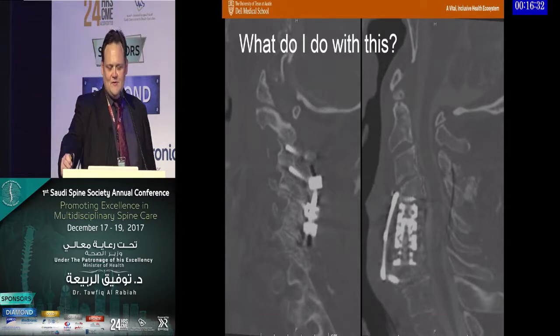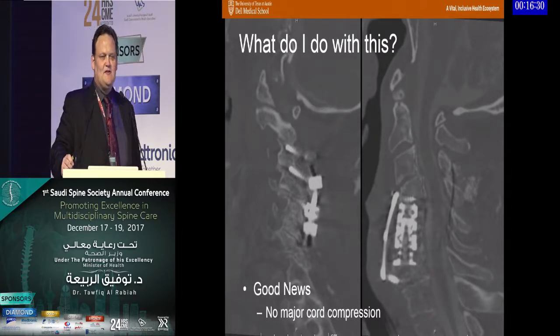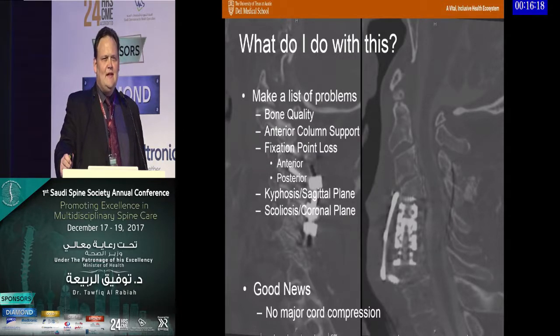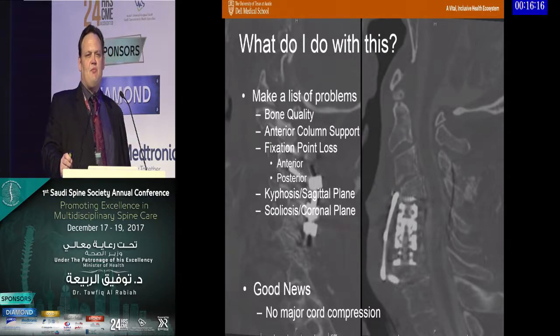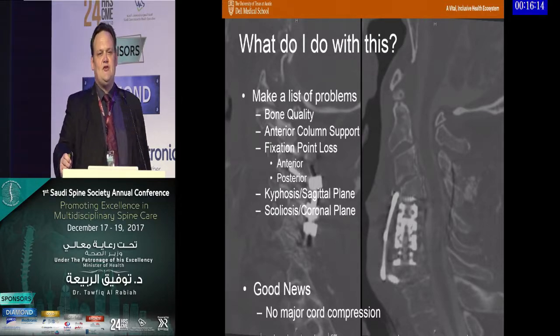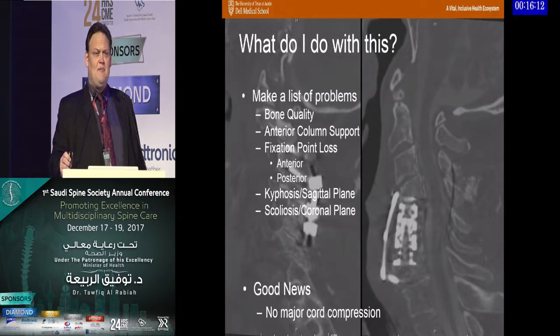So what do we do with this problem? In my practice, the first thing I want to think about is, does the patient have cord compression or progressive myelopathy? In this particular case, the good news is the patient is neurologically stable and there's no significant cord compression. The next step for me is to make a list of the patient's problems and then try to devise a treatment strategy that offers the smallest possible surgery while also addressing all these problems. And you can see we have issues of bone quality, fixation point loss, anterior column support, and then deformity in both the coronal and sagittal planes.